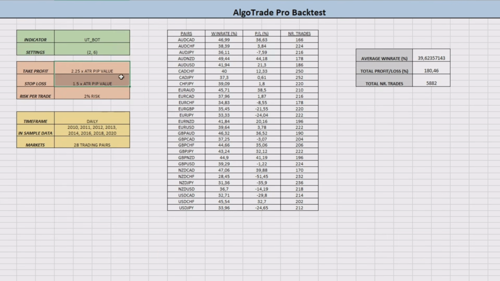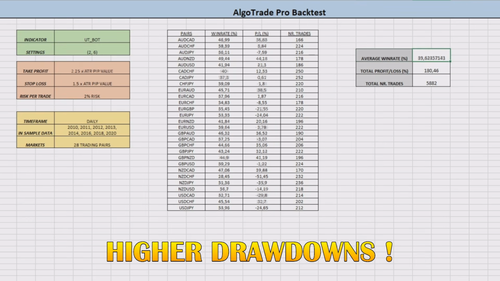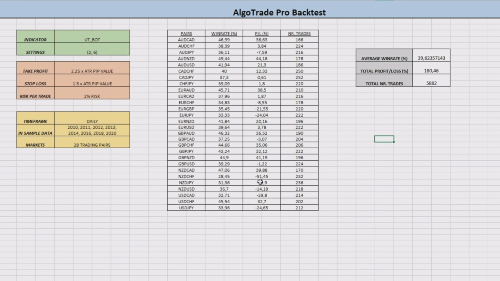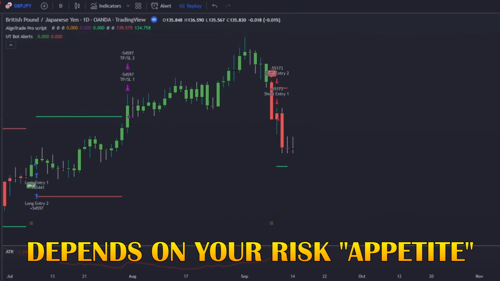Despite the profit having gone up, I don't believe that the risk reward of 1 to 1.5 is better, because the win rate goes down too much, which means that the drawdowns are much higher than those of the initial risk management. We can conclude that by seeing that many pairs have very high losses. Of course, the best option is up to you, as it depends on the appetite of each investor.